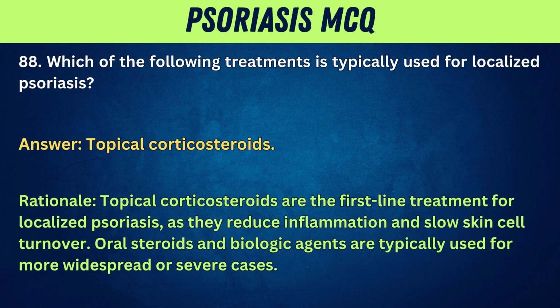Rationale: topical corticosteroids are the first-line treatment for localized psoriasis as they reduce inflammation and slow skin cell turnover. Oral steroids and biologic agents are typically used for more widespread or severe cases.